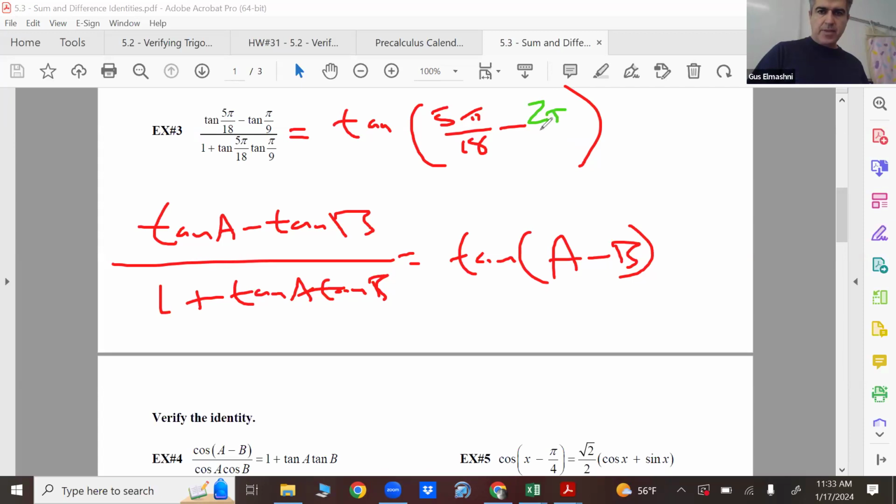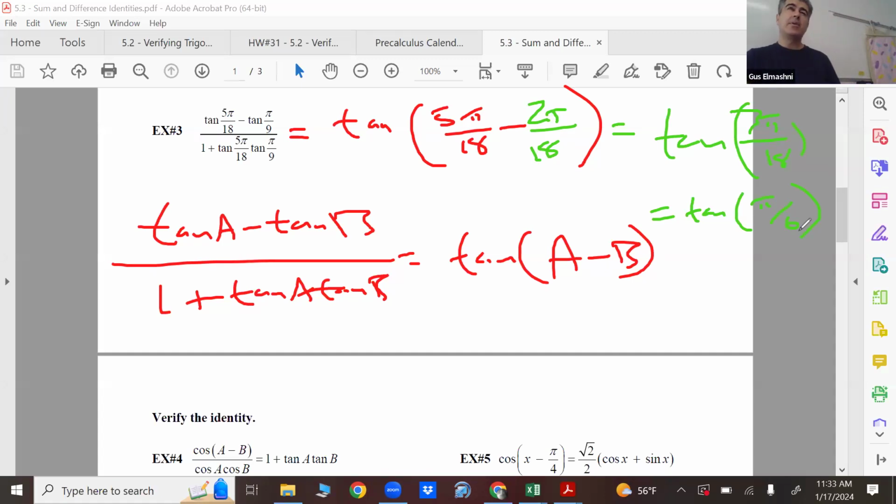Switch colors for a bit of contrast. Which, of course, is 3 pi over 18, which is pi over 6. Good. And that should be 30 degrees. I think root 3 over 3, if not mistaken. Yeah, root 3 over 3.